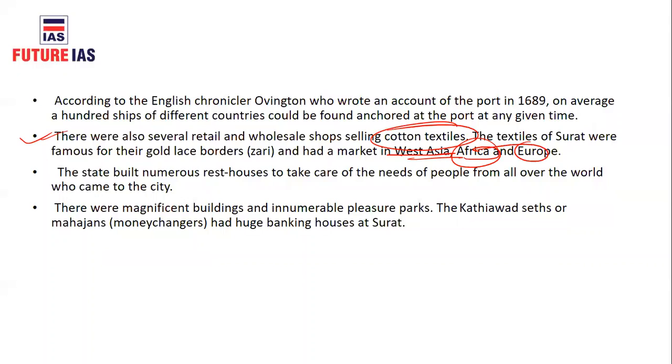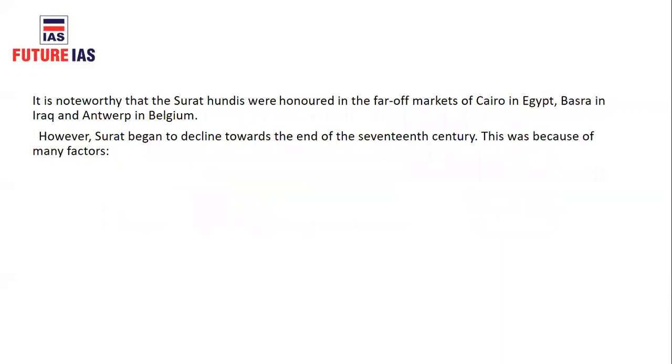And also, there were many buildings constructed during this period. For example, the Kathiawar Seths, or merchants, or Mahajans, used to give a lot of money for constructing magnificent buildings and innumerable pleasure parks, for stocking this huge amount of money, or for performing banking business in Surat. That is how the Surat town flourished. And one more important point is the Surat Hundis.